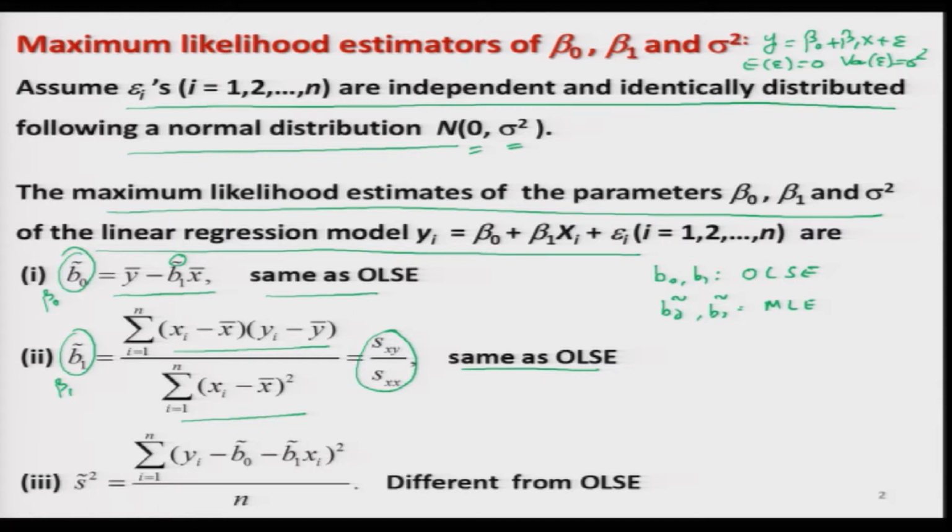Okay. Now, if you try to estimate the variance sigma square, then the maximum likelihood estimator of sigma square comes out to be summation (y_i minus b0 tilde minus b1 tilde x_i) whole square divided by n. And this we are denoting by s square tilde. Now, you can see this is different from the ordinary least square estimator of sigma square.